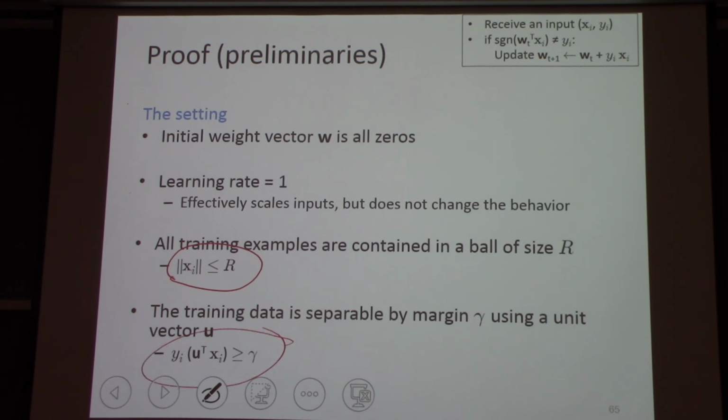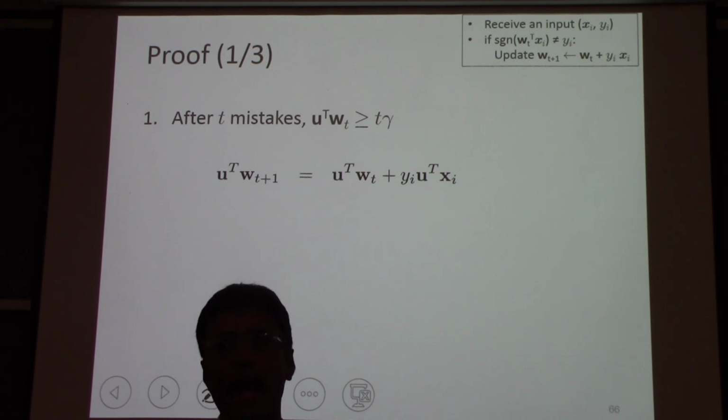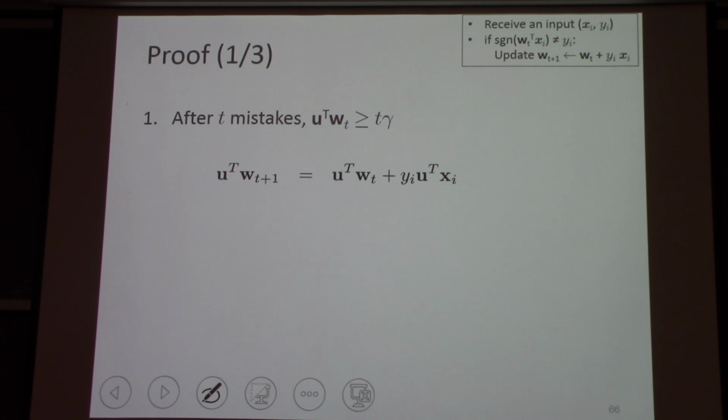For every data point, there is some true weight vector u such that y times u transpose x is greater than gamma. So the only two things that we have which are independent of this particular data set are gamma and r. This proof proceeds in 3 steps. First, I'm going to show you that after making t mistakes, the dot product of the true weight vector u and the tth weight vector w is greater than t times gamma, the true margin. It's a fairly simple process, so let's go through this.